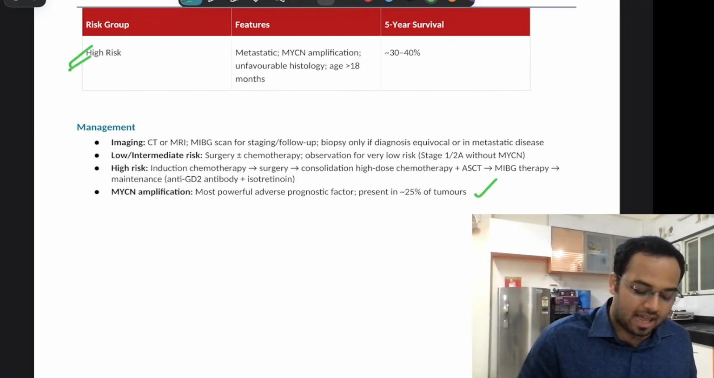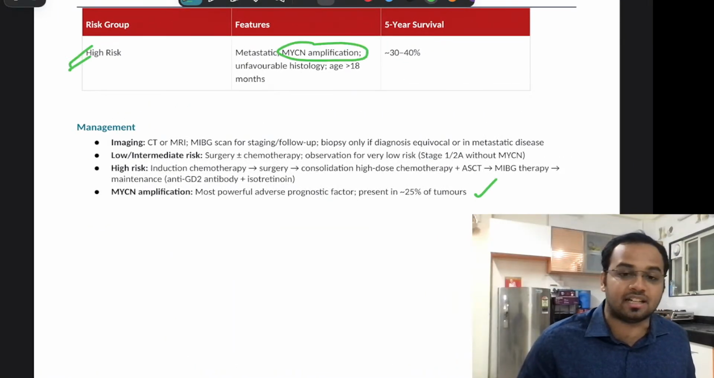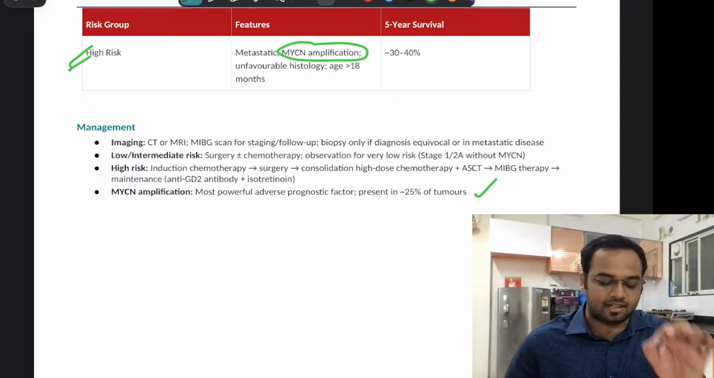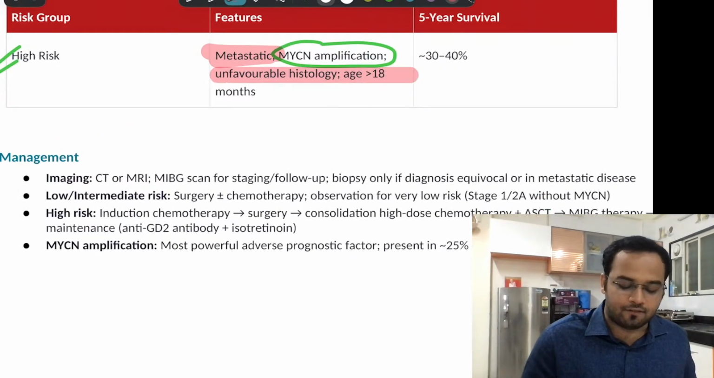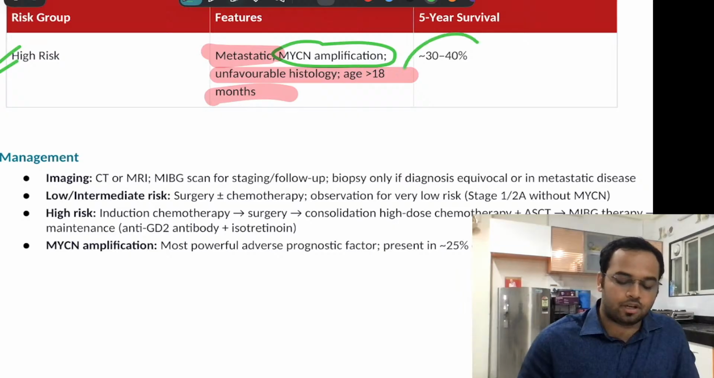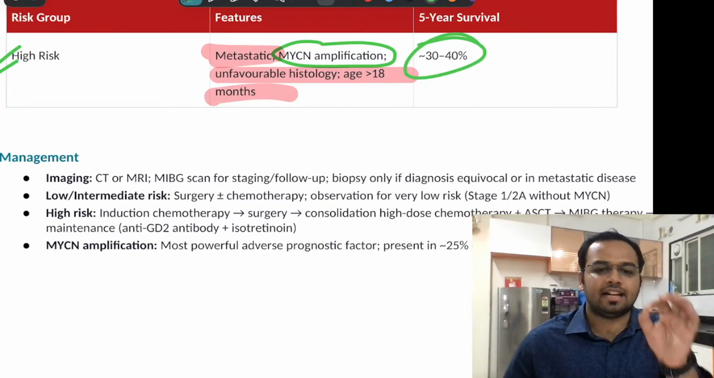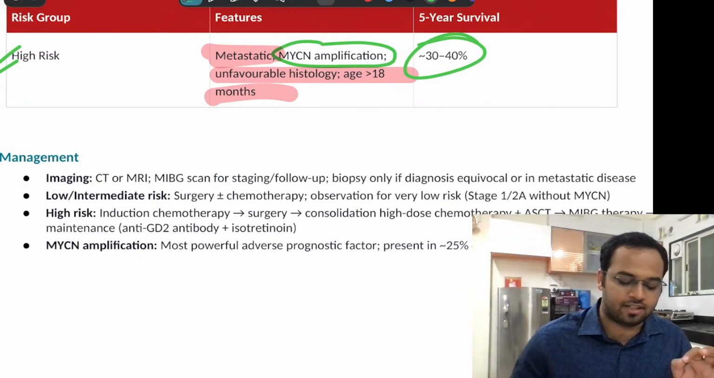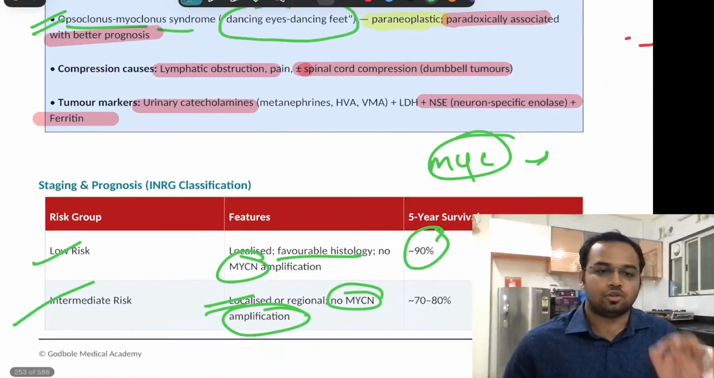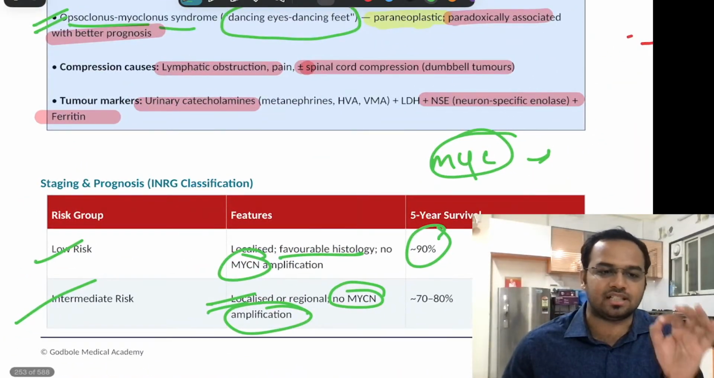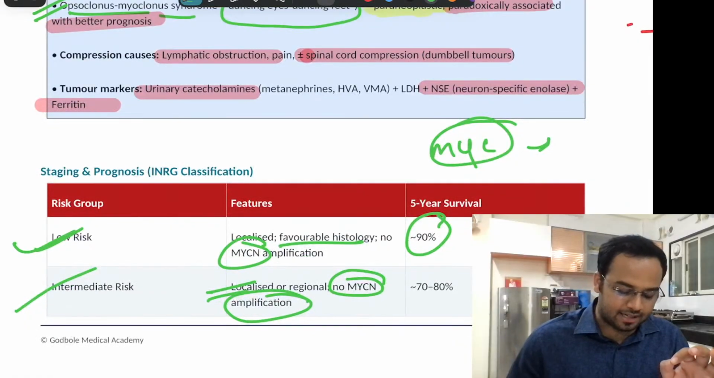But when it is going to be high risk, it is going to be MYC gene amplification. So any MYC gene amplification, it is going to be a metastatic disease at the time of presentation, and it is going to have an unfavorable histology. So very much important for you to know. So what we saw, that MYC gene is the single most gene which is going to tell you about the prognosis. Low risk, intermediate risk and high risk.